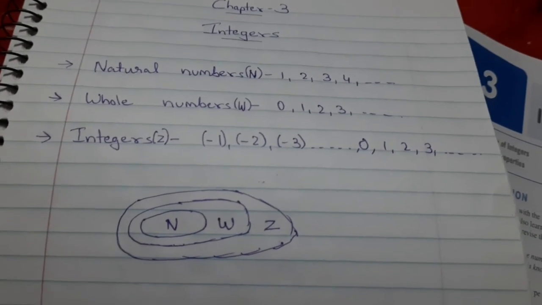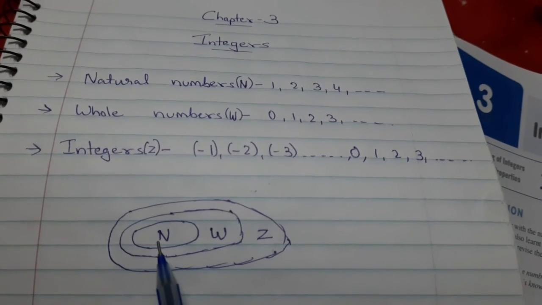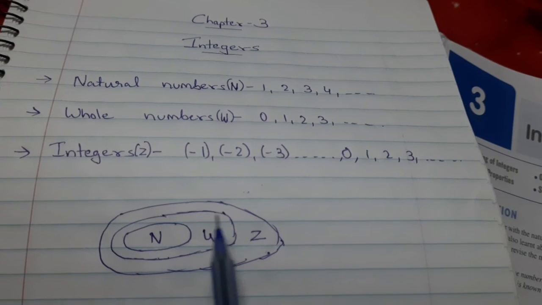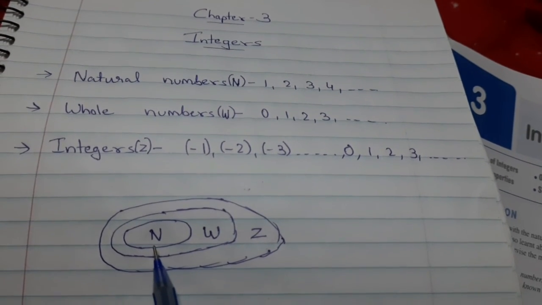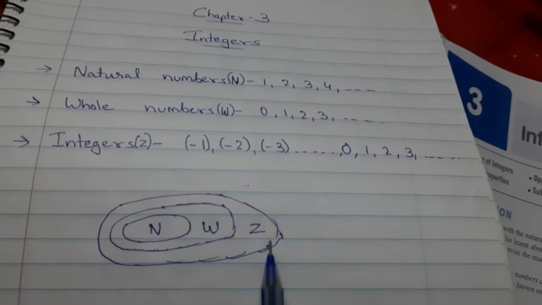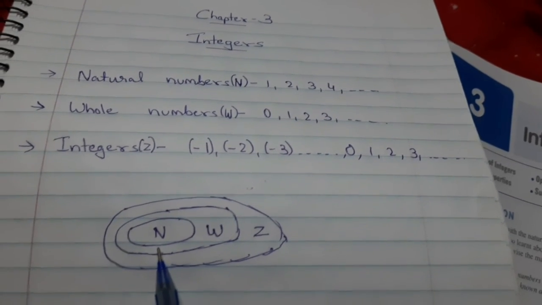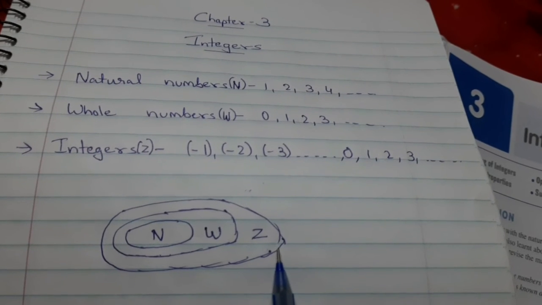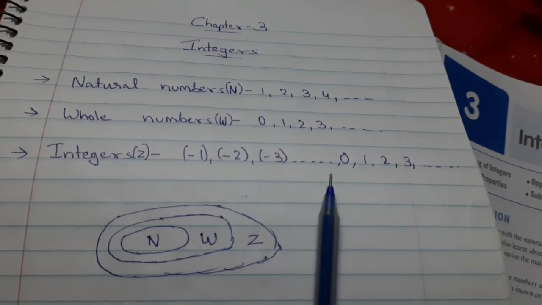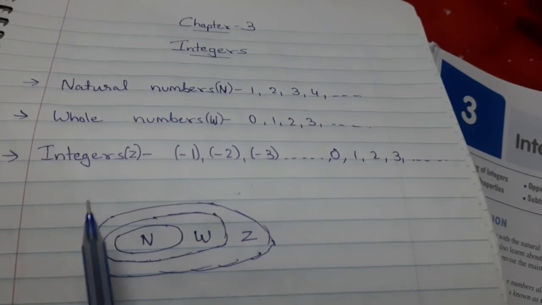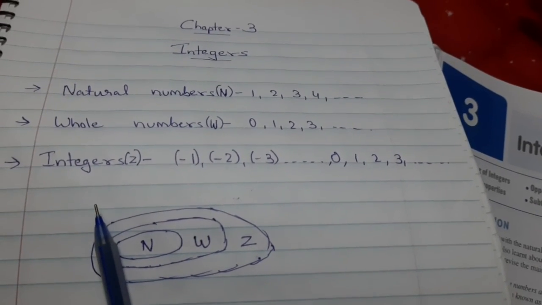So here I have made a simple diagram. See, first of all, natural numbers. Now if we include 0, then we will get whole numbers. Inside it natural numbers will also come, and inside integers, whole numbers and natural numbers both will come. So integers include natural numbers, whole numbers plus negative numbers, all of these.